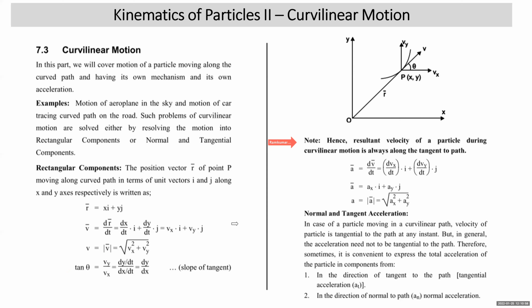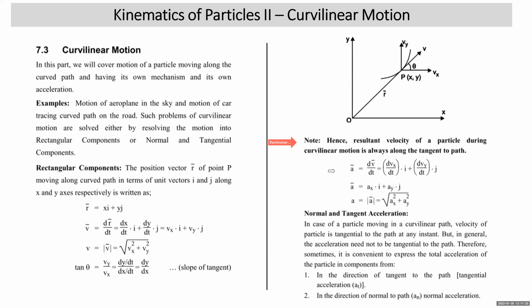So this gives me a very important note which is required for the solution of problems of curvilinear motion. What I have written here shows that resultant velocity during curvilinear motion is along the tangent. It is always along the tangent to the path. Again, I read, and hence the resultant velocity of the particle during curvilinear motion is always along the tangent to the path. Hope you all are understanding it. This is a very important note which is to be remembered, that during curvilinear motion, resultant velocity is always tangential to the path.